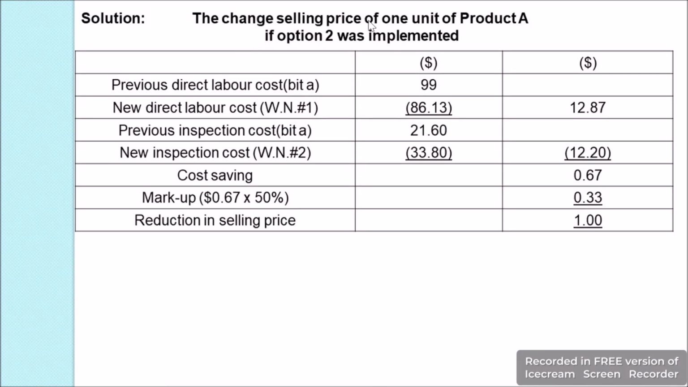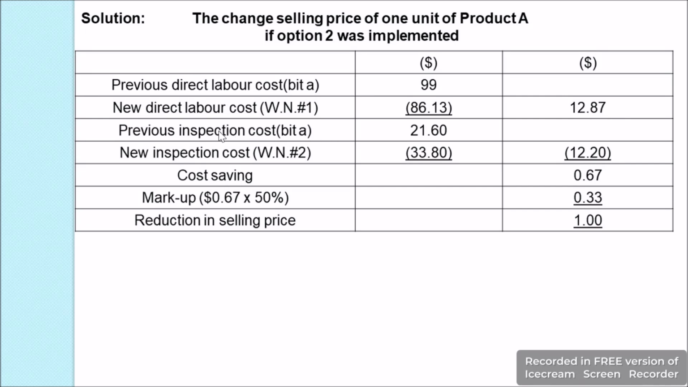Now let's calculate the change in the selling price of 1 unit of product A if option 2 was implemented. Previously we calculated the direct labor cost for 1 unit of product A. In bit A of the question it was $99. Now the new direct labor cost for 1 unit of product A if option 2 is implemented, we have calculated in our first working notes as $86.13, and if we subtract this from $99 we get the cost saving for direct labor as $12.87 for 1 unit of product A if option 2 is implemented.